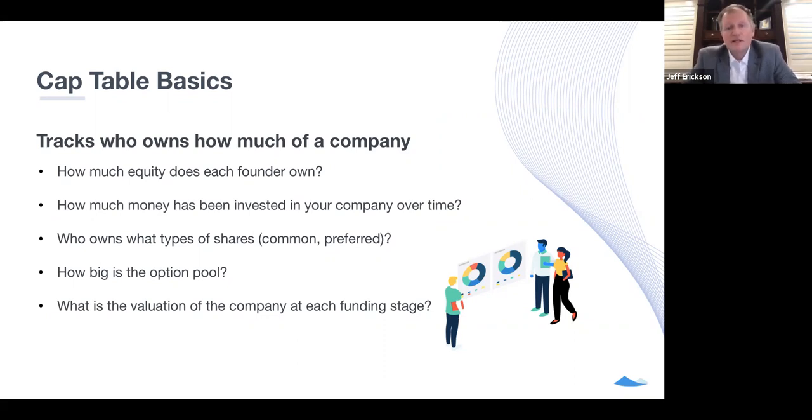How much money's been invested in the company over time? Who owns what types of shares? And how big is the option pool when you start to issue out stock options to employees, for example? You typically set stock aside that you can grant to your employees as you hire them, and you'll have what's called an option pool. So it keeps track of that. And then it keeps track of the valuation of the company at each stage of investment as well.